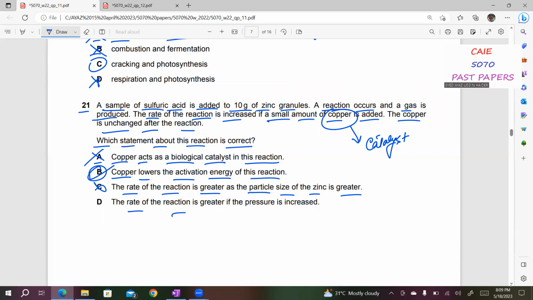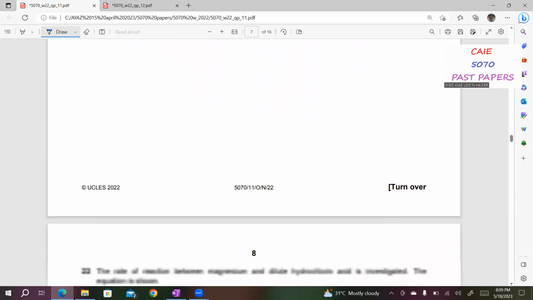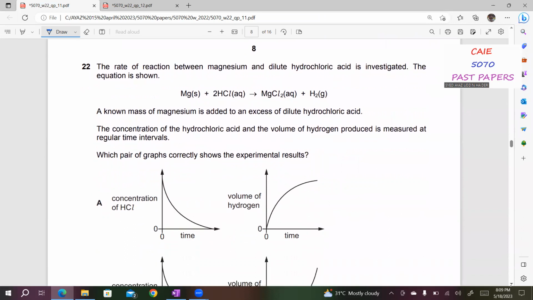D, the rate of the reaction is greater if the pressure is increased. We don't have any gases here. So there's no effect of increasing the pressure here. So we have only B as the right choice. Number 22.